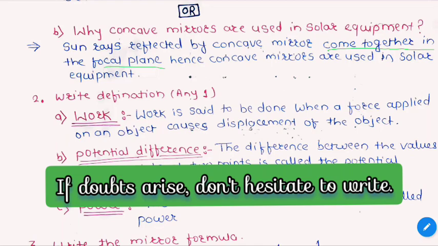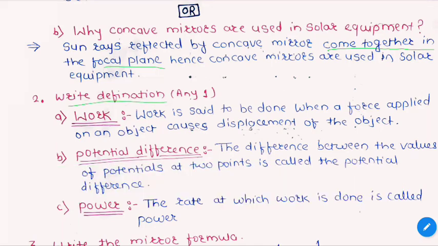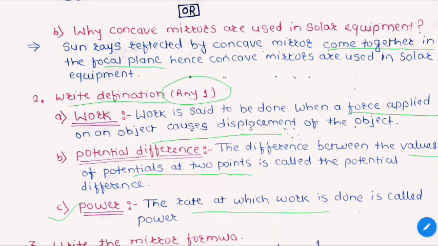Now the second question is: write the definitions. Here you have to write any one of these three. Work is said to be done when force applied on an object causes displacement of the object. Potential difference: the difference between the values of potentials at 2 points is called the potential difference. And the third definition is power: the rate at which work is done is called power.